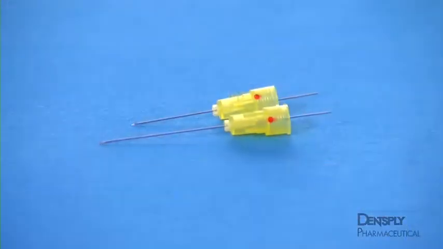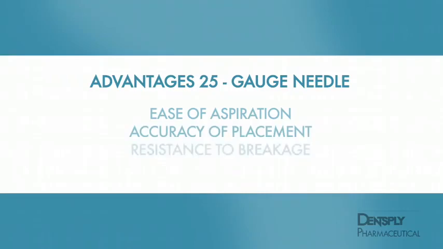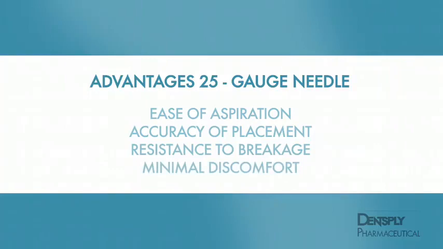For mandibular anesthesia, the 25-gauge long needle is generally preferred. Advantages of this needle include ease of aspiration and accuracy of placement, as the 25-gauge needle resists deflection and breakage. Finally, the 25-gauge needle is no more likely to produce pain than thinner needles when inserted correctly.